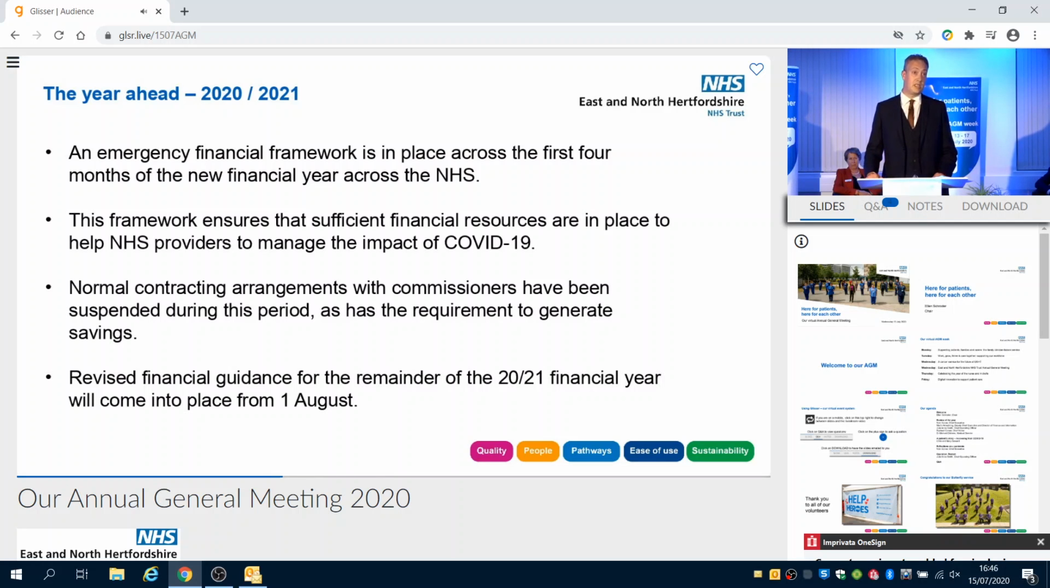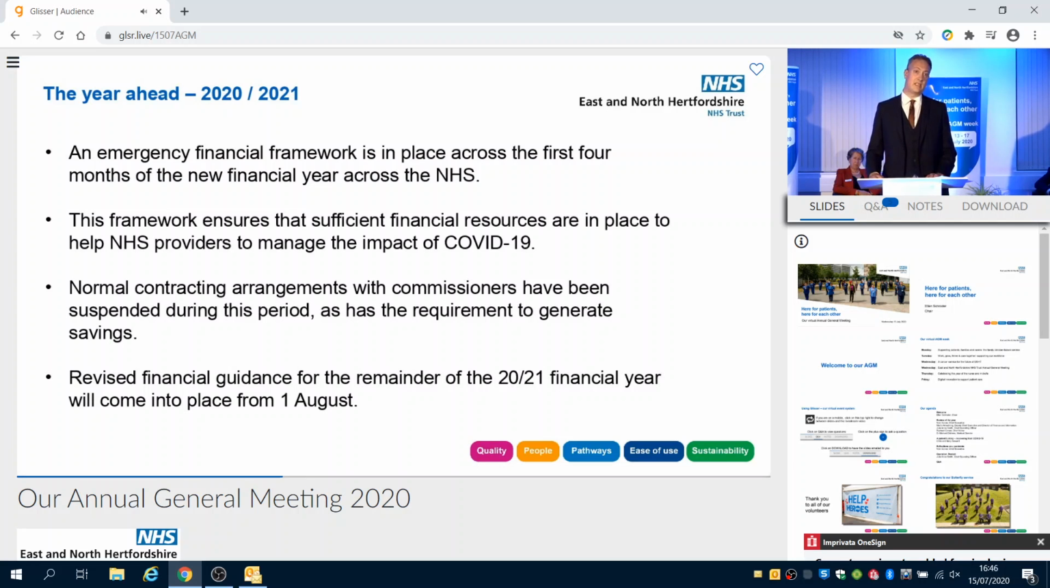In the first 4 months of this year, we've had an emergency financial framework in place, and that has been specifically designed by the government and our regulators to make sure that our services, our doctors, our nurses, all of our healthcare professionals have the resources at their disposal, whether they're staffing resources or infrastructure or equipment, in order to fight the pandemic. I think it's been pretty successful in terms of doing that.